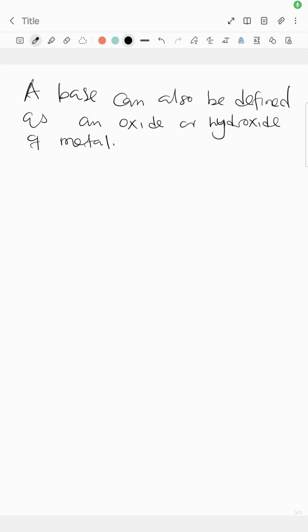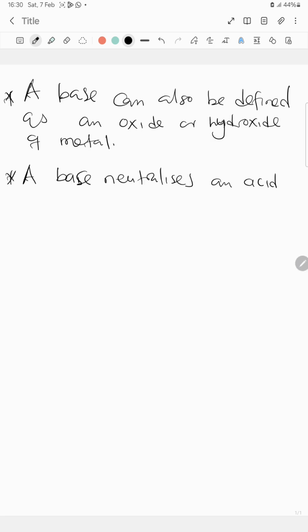Say that a base can also be defined as an oxide or hydroxide of a metal. So it can be defined as an oxide of a metal or hydroxide of a metal. Remember that in the previous video we said that a base is a substance that can react with an acid to form a salt and water. We know that from the previous reactions of acids. So this is also another definition for a base.